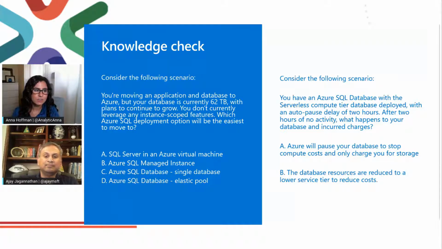So the first scenario is you're moving an application and a database to Azure, but your database is currently 62 terabytes in size and plans to continue to grow. You don't currently leverage any instance scope features. Which Azure SQL deployment option will be the easiest for you to move to? And then the second scenario is, you have an Azure SQL database with the serverless compute tier deployed with an auto pause delay of 2 hours. After 2 hours of no activity, what happens to your database and the incurred charges? So now I'm going to give you a second to go ahead and answer that question.